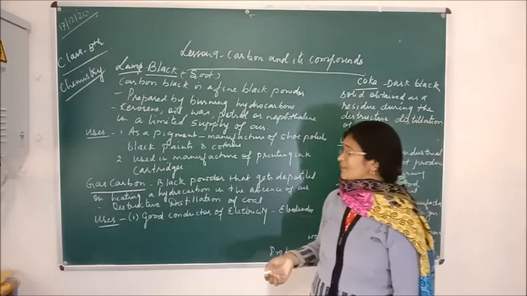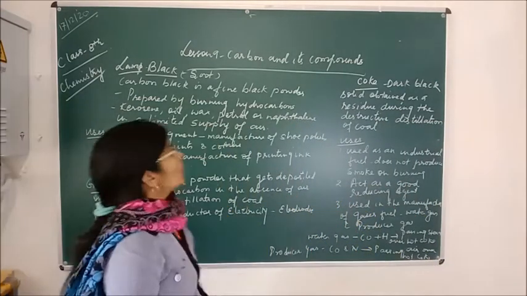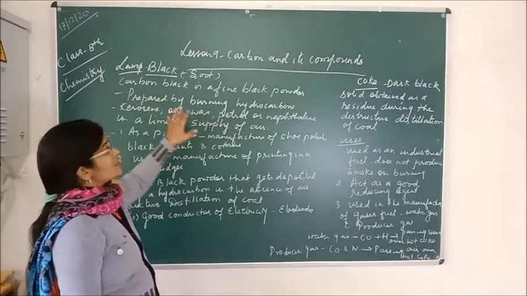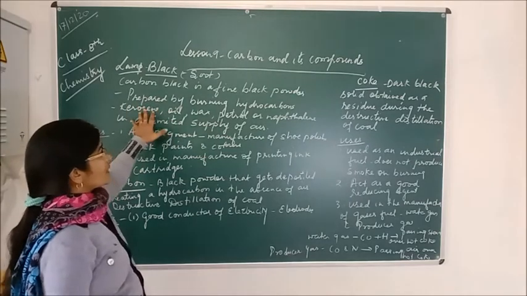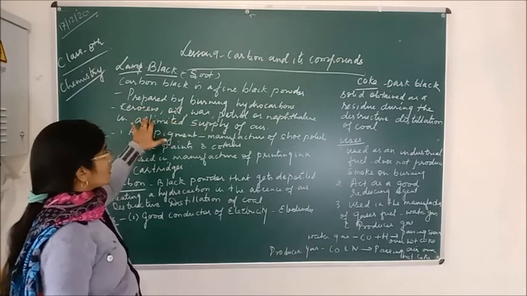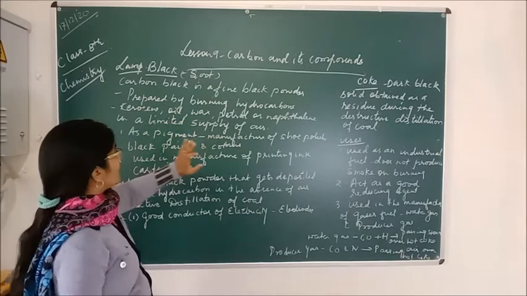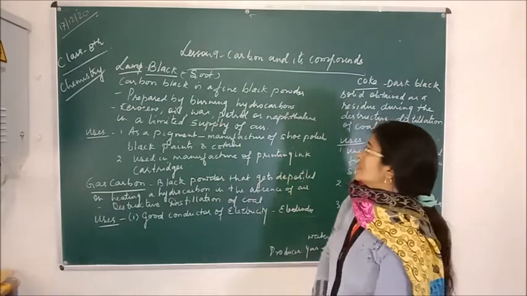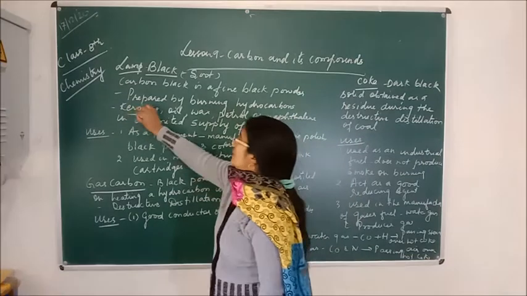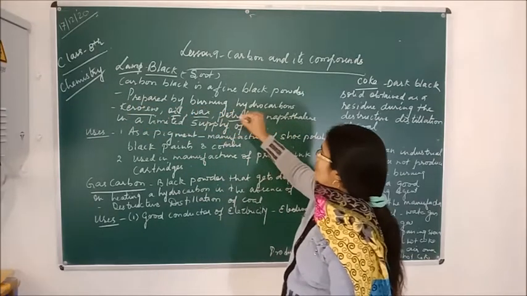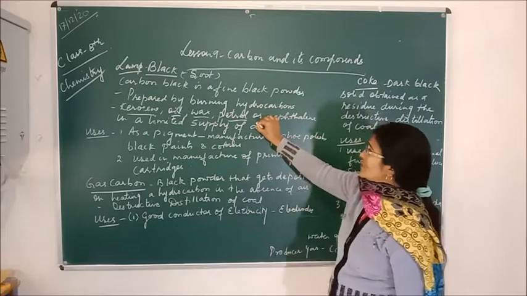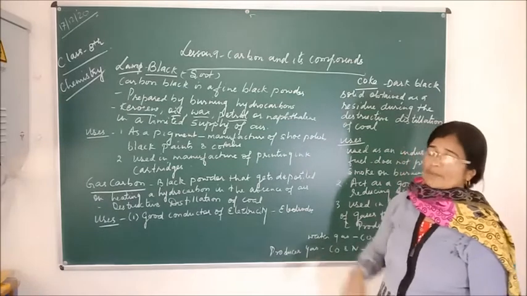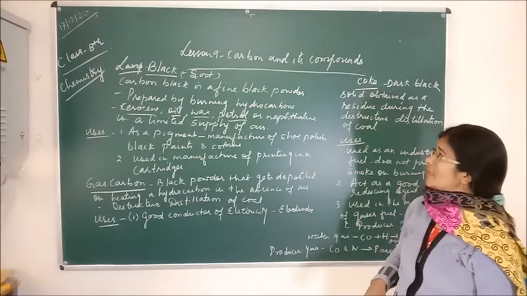So first, lamp black is also called soot, or carbon black. So what is actually lamp black? It is a fine black powder prepared by burning hydrocarbons like kerosene, oil, wax, petrol or naphthalene in a limited supply of air. These are hydrocarbons, and when they are burnt in a limited supply of air, carbon black is formed. It is also called lamp black or soot.